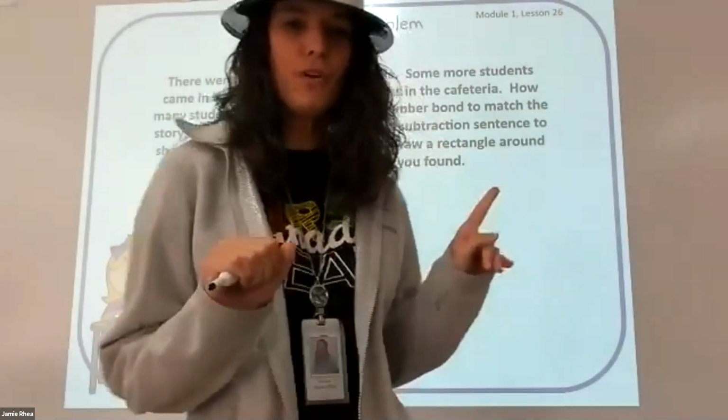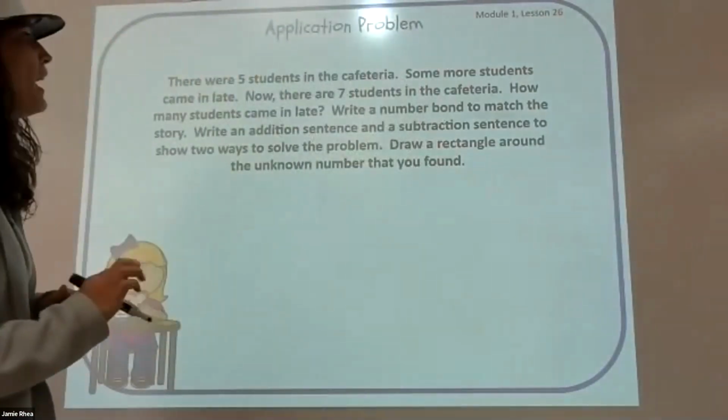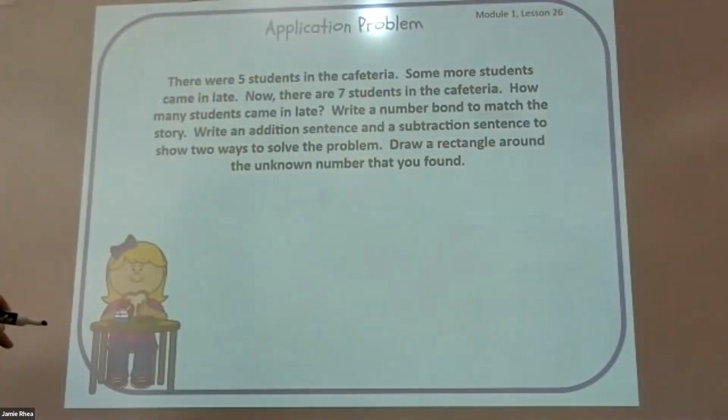All right, read through first. There were 5 students in the cafeteria. Some more students came in late. Now there are 7 students in the cafeteria. How many students came in late? Write a number bond to match the story. Write an addition sentence and a subtraction sentence to show 2 ways to solve the problem. Draw a rectangle around the unknown number that you found.